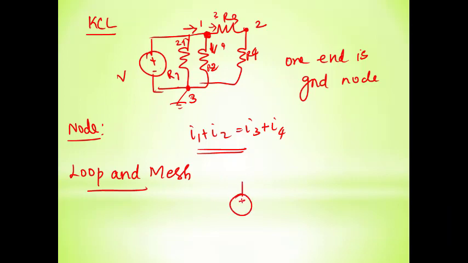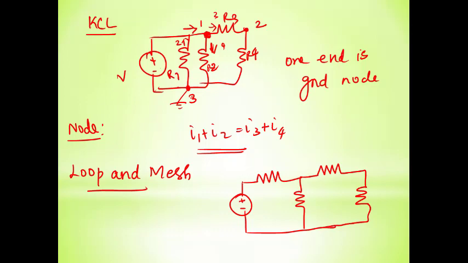Let me assume a circuit like this. How many nodes do I have here? This is node number 1, node number 2, node number 3, node number 4. Let me name them A, B, C, D. So a loop is nothing but when you go across the path, the nodes in the path that we are moving in won't be encountered more than once.